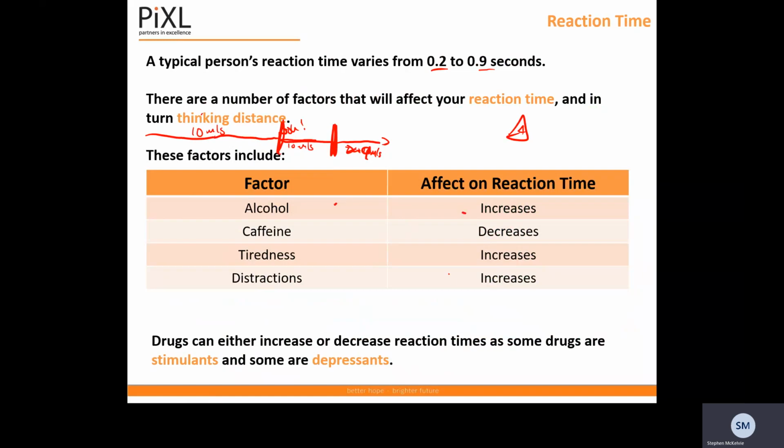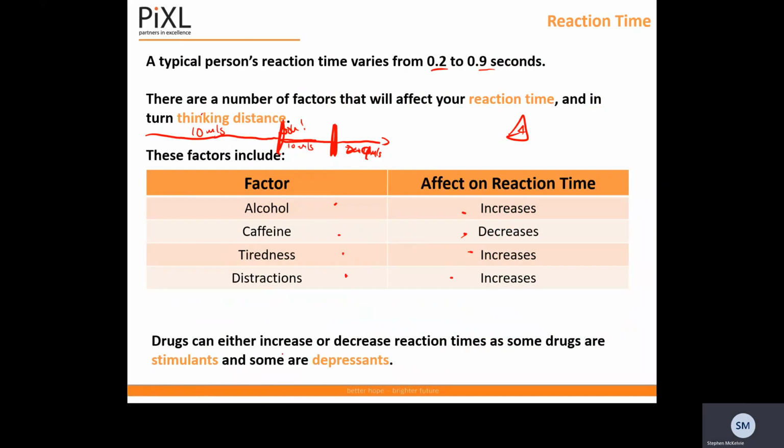Alcohol increases your reaction time. It makes your thinking distance bigger. Caffeine decreases your reaction time. It makes your thinking distance smaller. Tiredness increases your reaction time. It makes your thinking distance bigger. Distractions increase your reaction time and make your thinking distance bigger.